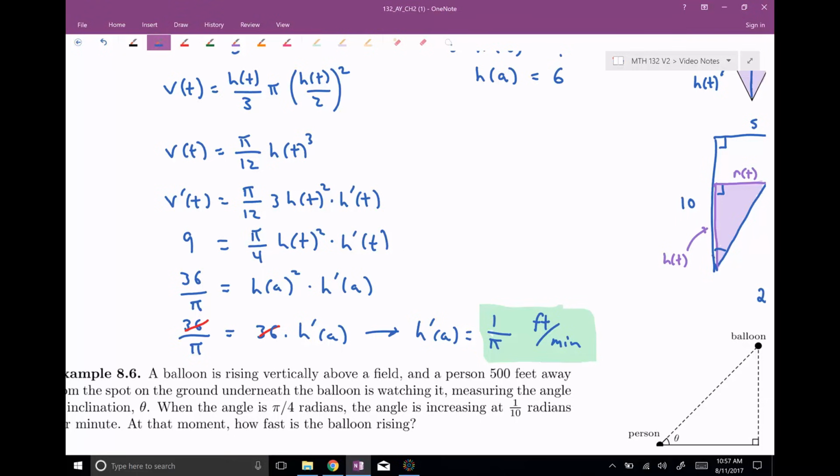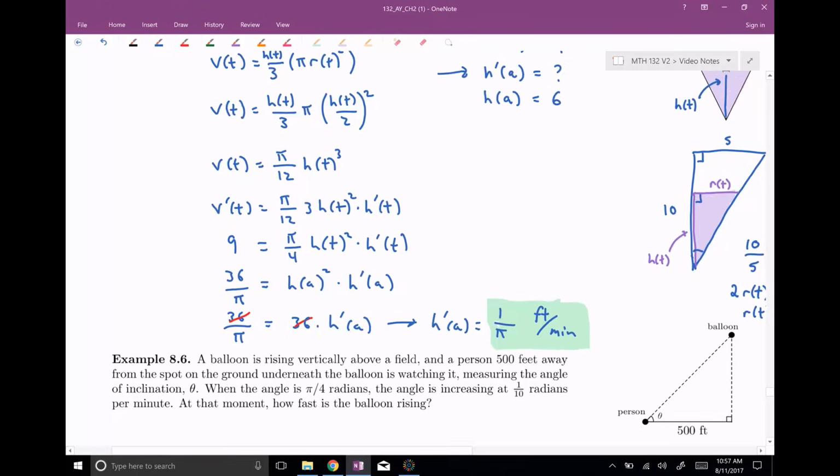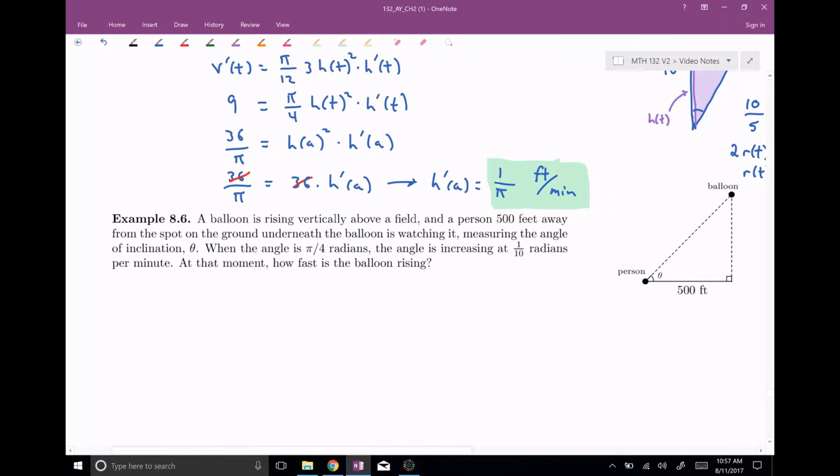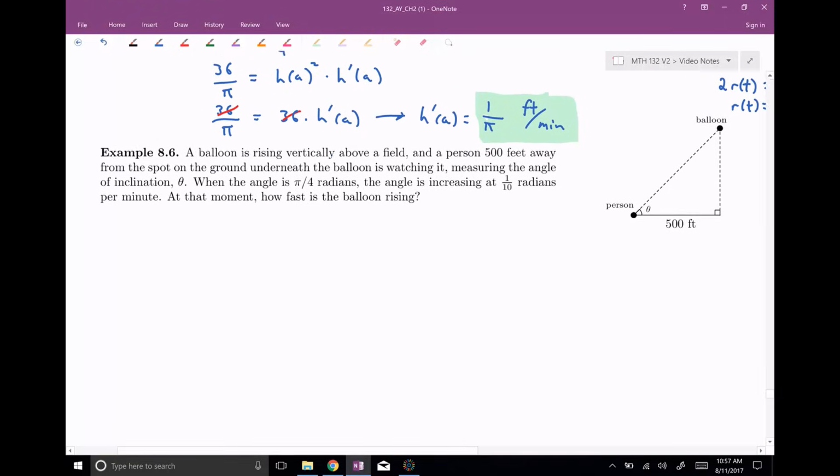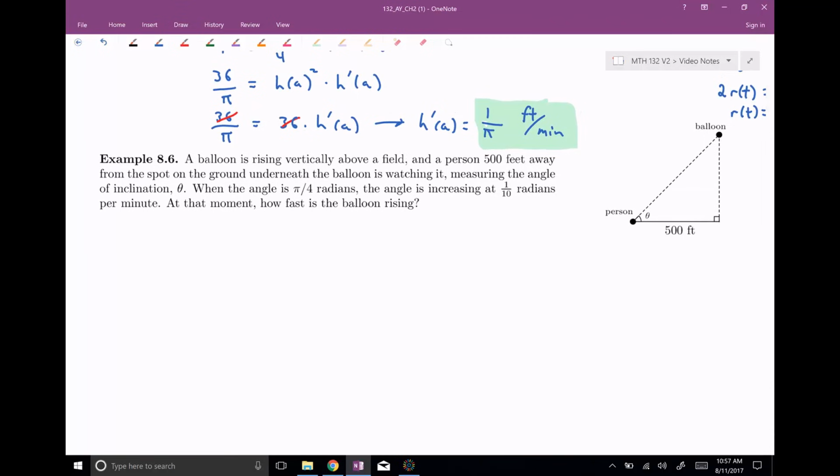Okay, one problem down. I have one more for us, and then we can go ahead and take a break. In this case, we have a balloon rising vertically above a field. A person is 500 feet away from the spot on the ground underneath the balloon and is watching it. So here's my person. Here's the balloon. Let's see. Measuring the angle of inclination, which is theta. So okay, we have the picture there.